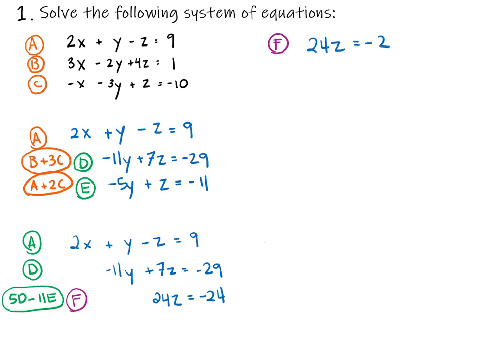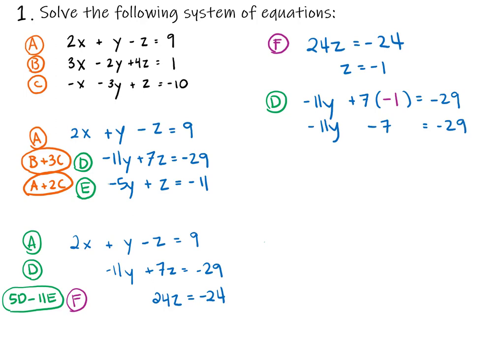24z is equal to negative 24, so we get z is equal to negative 1. Then we get negative 11y plus 7z is equal to negative 29. Plugging that value in, we put in negative 1. So now I get negative 11y minus 7 is equal to negative 29. In other words, negative 11y is equal to negative 22, or y is equal to positive 2.